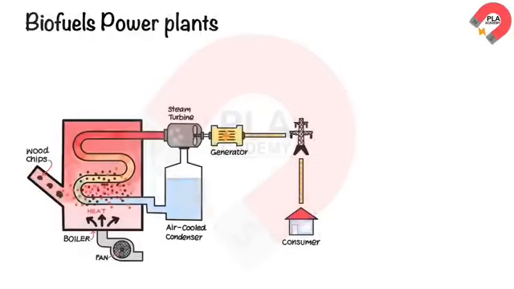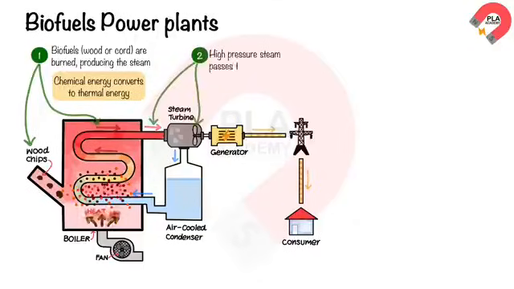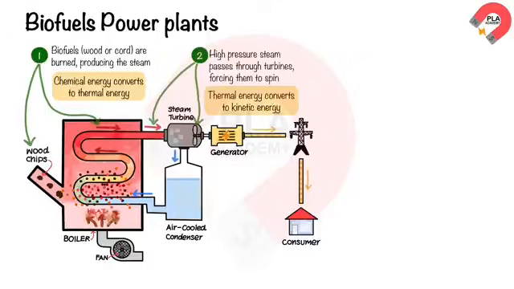Biofuel or biomass power plant. Biomass, such as wood or crop residues, is burned to boil water, producing steam. This converts chemical potential energy of biomass into thermal energy, which is stored in the steam. The high-pressure steam passes through turbines and forces them to spin. This converts the thermal energy to kinetic energy, which is then stored in the turbines.